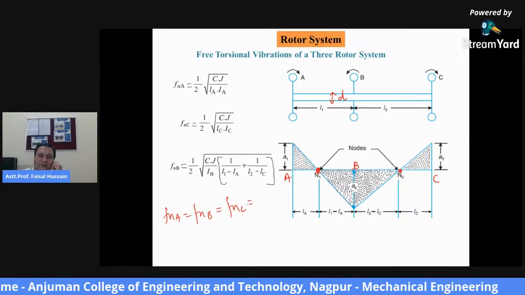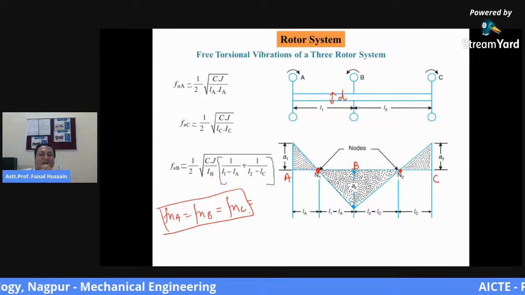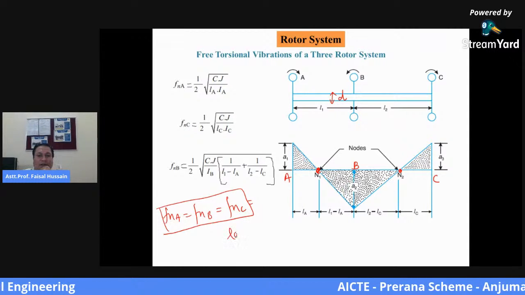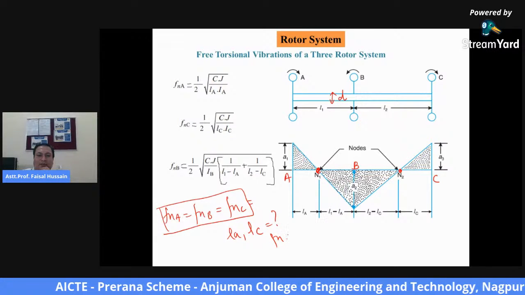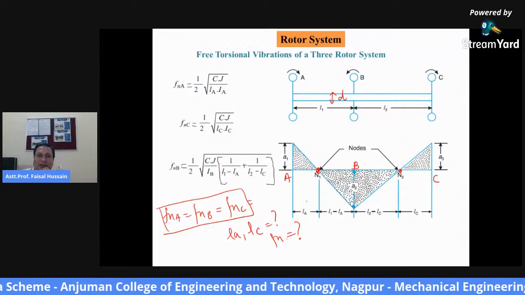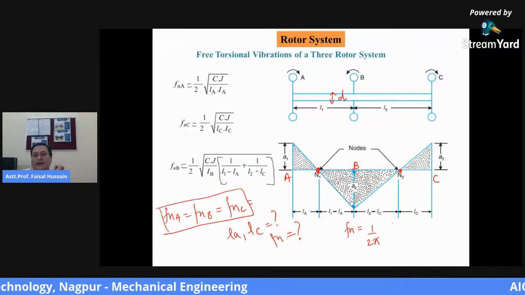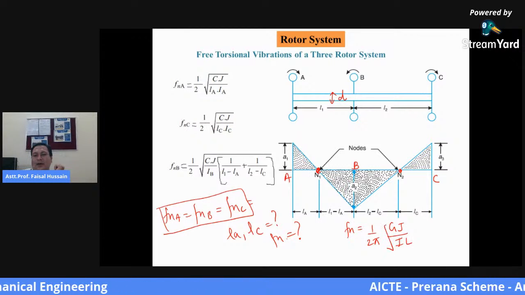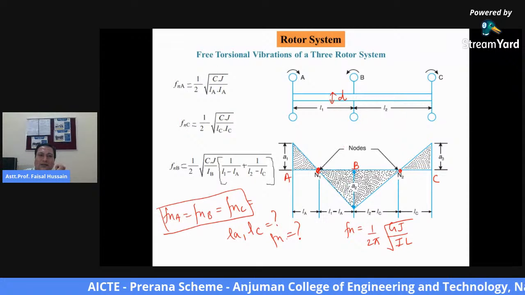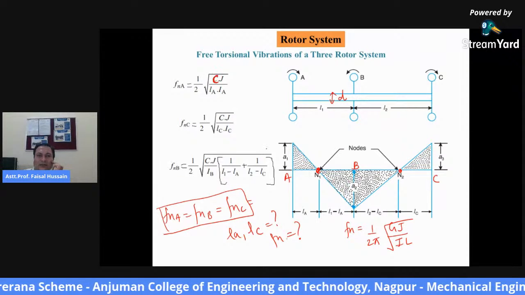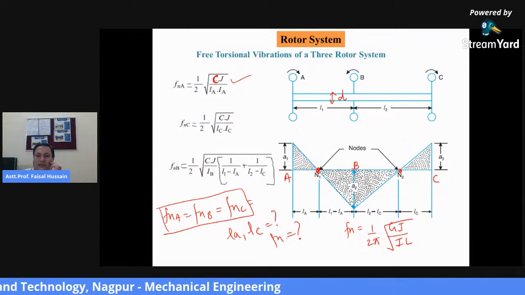And by solving these three equations of frequency, we can determine the positions of the node. We can determine LA and LC, and also we can determine the frequencies of the system. Now, the basic equation is Fn equal to 1 upon 2 pi root of Gj by I into L. Here C and G are the shear modulus. If I am considering rotor A, this is my equation. If I am considering rotor C, this is my equation.